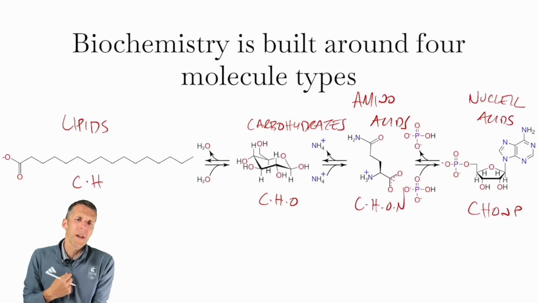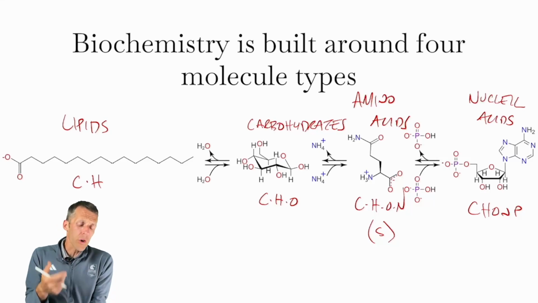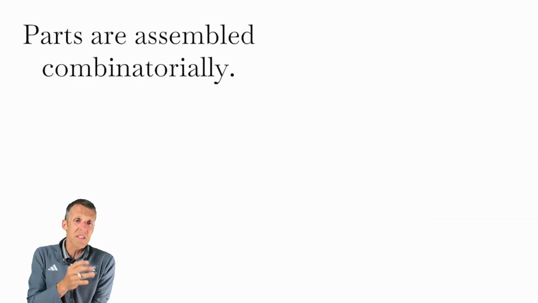Now you might be saying, well, wait a second, where's the sulfur? And you're right, sulfur appears in a few different amino acids. So that's the other place that we get the S in the CHNOPS. Okay, so small number of parts put together into a small number of molecules. Where does the complexity come from? And it turns out the complexity comes because these small number of parts are assembled combinatorially.